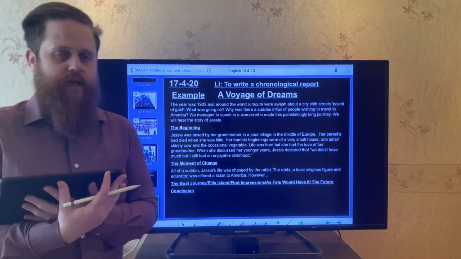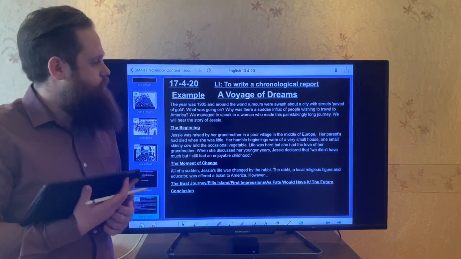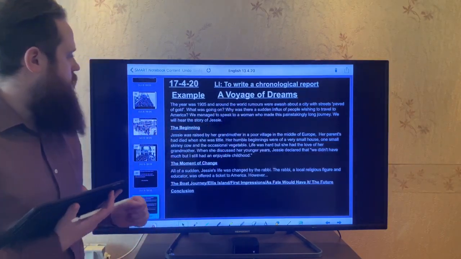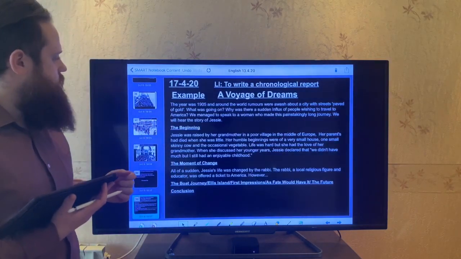And this is my example here of what I have started to write. And yours will look something like this. So I've called it A Voyage of Dreams. Let's look at my introduction, my opening paragraph, okay?